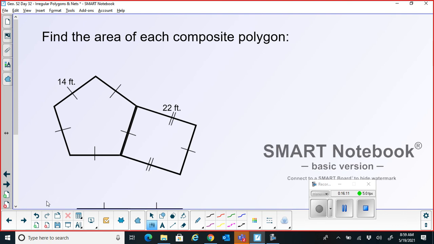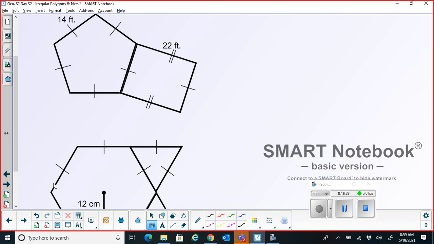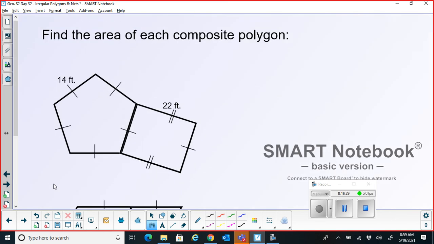Find the area of each composite polygon. You can use all the concepts that you have learned. Just to give you a hint, you will use half of apothem times perimeter. Otherwise, let me do one of them and I'll give you a chance to work on the second. Let me do the first one for you.